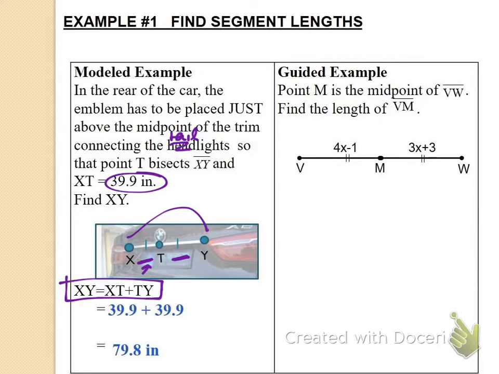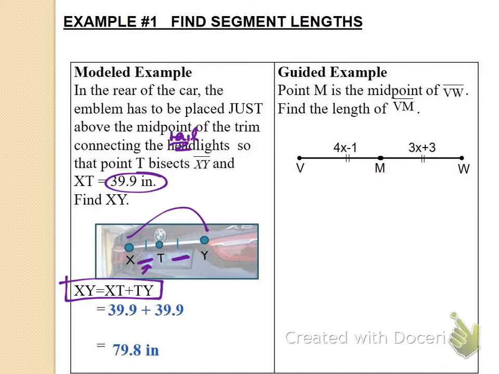Okay? So an example here where we're using the idea of a midpoint, but we're still adding segments together to equal a bigger segment. But because we know that a midpoint creates two congruent segments, it does open up the possibility of not having to add those two smaller segments together.